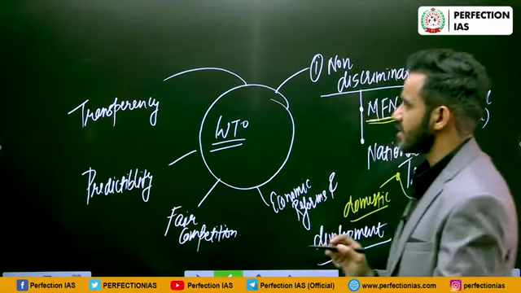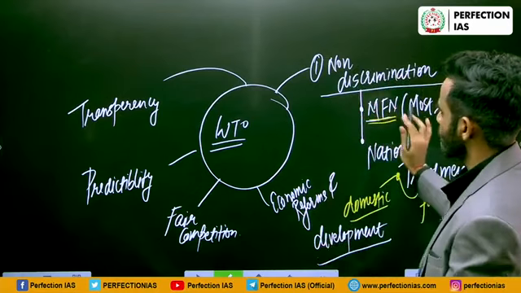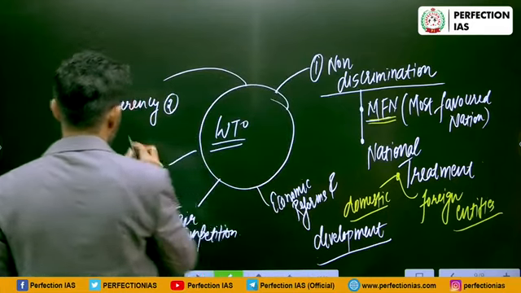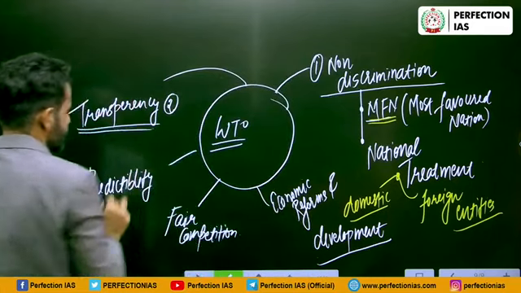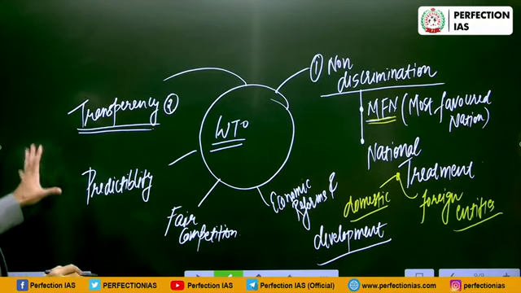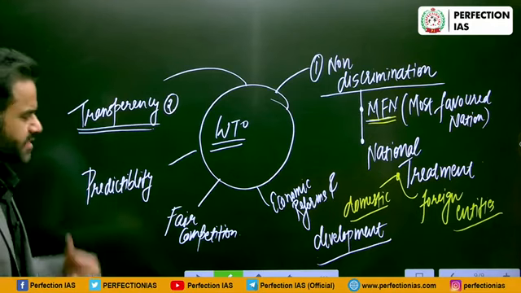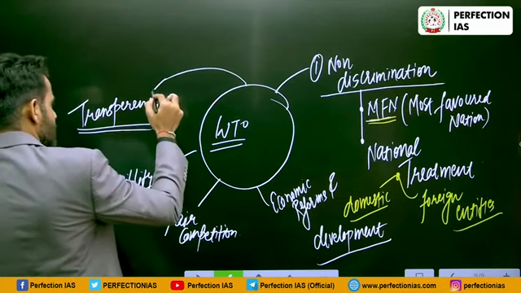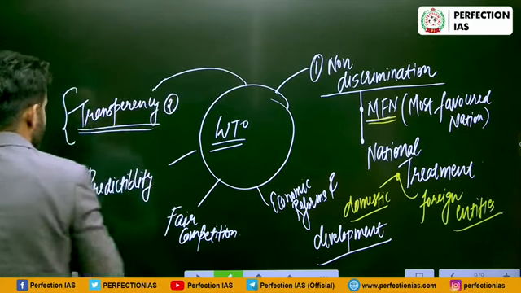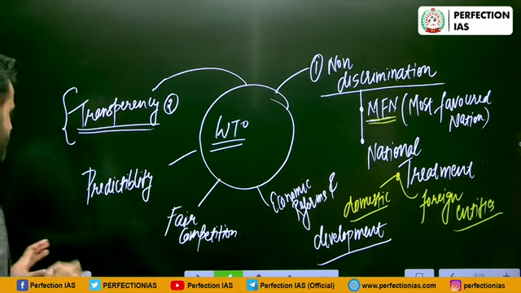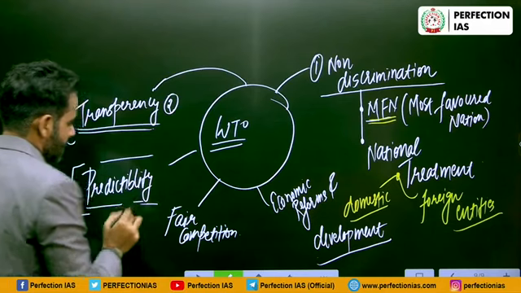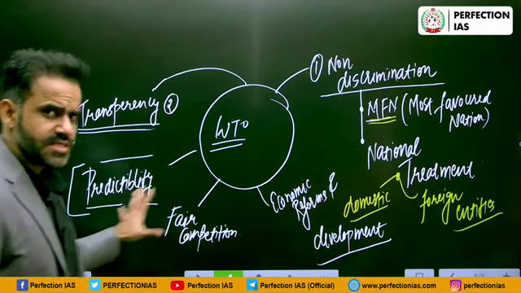Economic reforms and development. So we have discussed what is non-discrimination. Transparency means the decisions are taken, or the tariff barriers or any other barriers are imposed, in a transparent manner. They are not decided haphazardly. Predictability means the decisions are taken in a similar direction, in a similar manner.